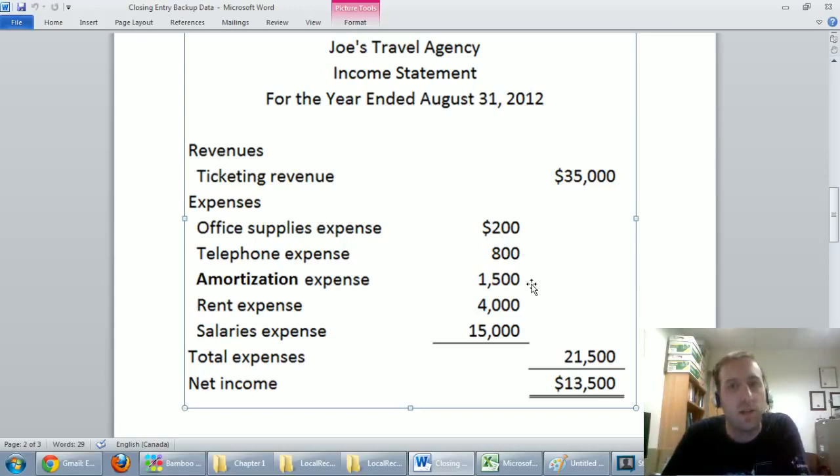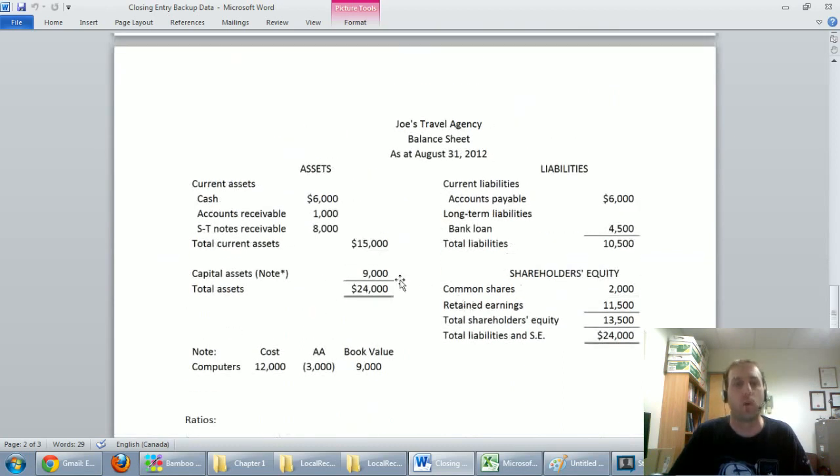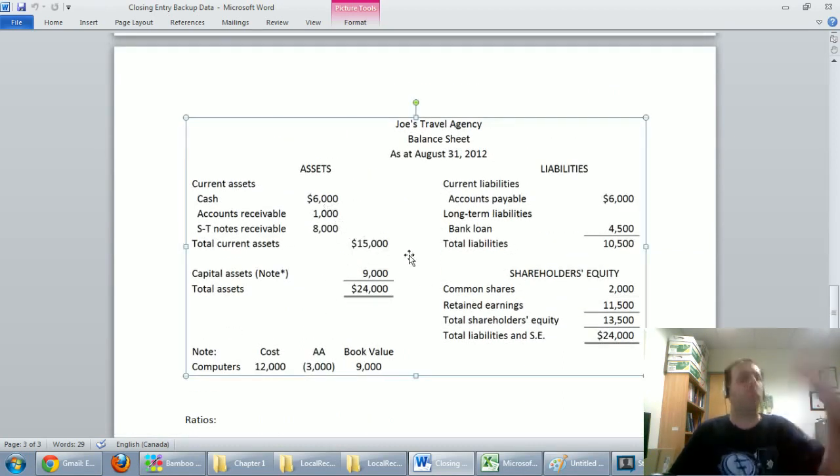Now, something very interesting, though. If I said, first thing in the morning on September 1st, the day after his fiscal year end, how much cash do you have, Joe? Joe's cash does not reset to zero. And that's something very important to keep in mind. So if we look on the balance sheet, we see Joe's cash is $6,000. Just because it's a new year, Joe's cash does not reset to zero, nor do his liabilities. He still has to pay back the bank loan. Balance sheet accounts, that's assets, liabilities, and shareholders' equity accounts, do not reset.